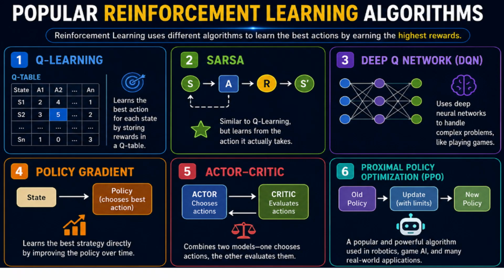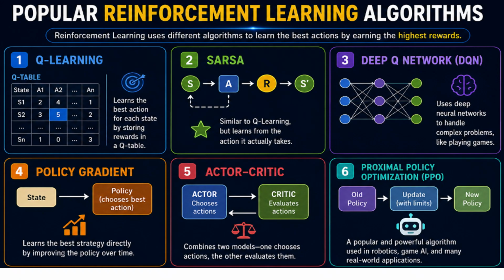Actor critic uses two models. The actor chooses an action while the critic evaluates how good that action is. And proximal policy optimization, or PPO, is a stable and efficient algorithm that is used in robotics, game AI, and many real world applications. Each of these algorithms has its own strength, and the right choice depends on the problem you want to solve.